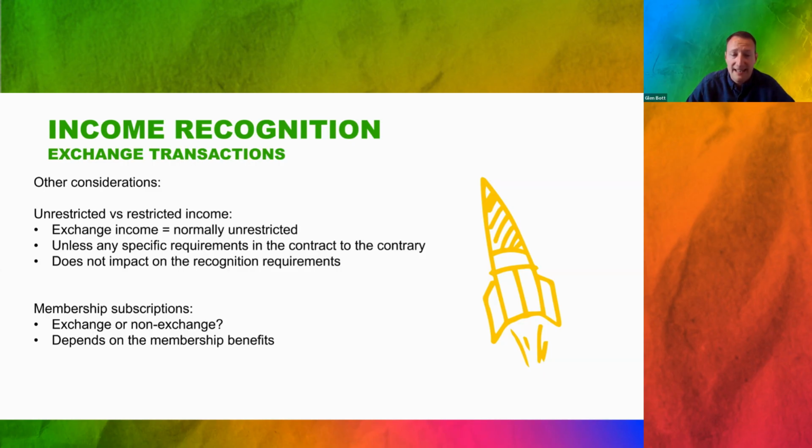What the SORP then says is any surplus that you make from that exchange transaction, you can spend on any purpose of the charity. I do say generally because there could be some terms within the contract that say if you make any surplus from this exchange transaction, you can only apply it to a particular purpose, in which case you may have to restrict that. But that's quite rare. Typically where it's an exchange transaction, it would be classified as unrestricted income.